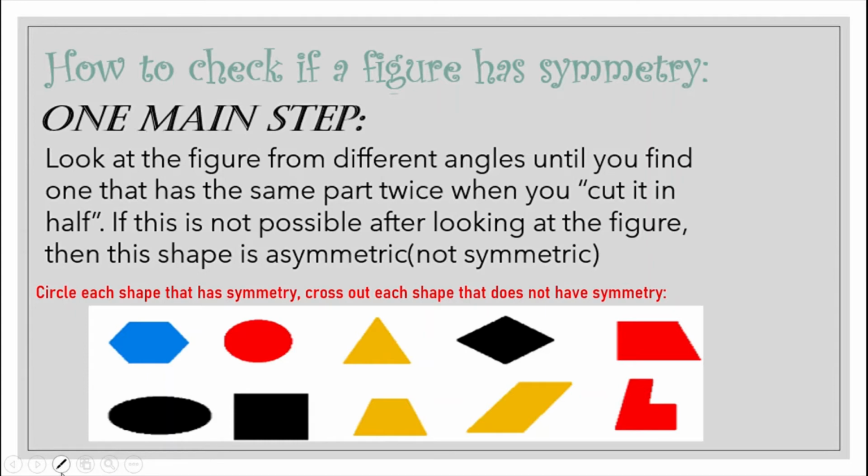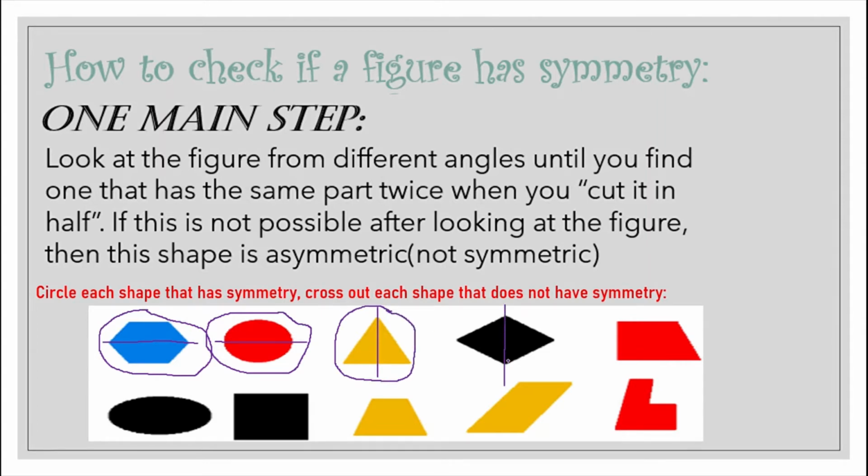Does this first shape have any way we can cut it in half and make it have the same part twice? Well, yeah. When you cut it like this, sorry, that's my best drawing, the top and the bottom are the same, so we can circle it because it does have symmetry. Let's take a look at this. Once again, we can cut it in half like this, and it's the same part, so we can circle it. This one, just cut it down here, and these two are the same, so it does have symmetry. This one, cut it down here, and it's two triangles.